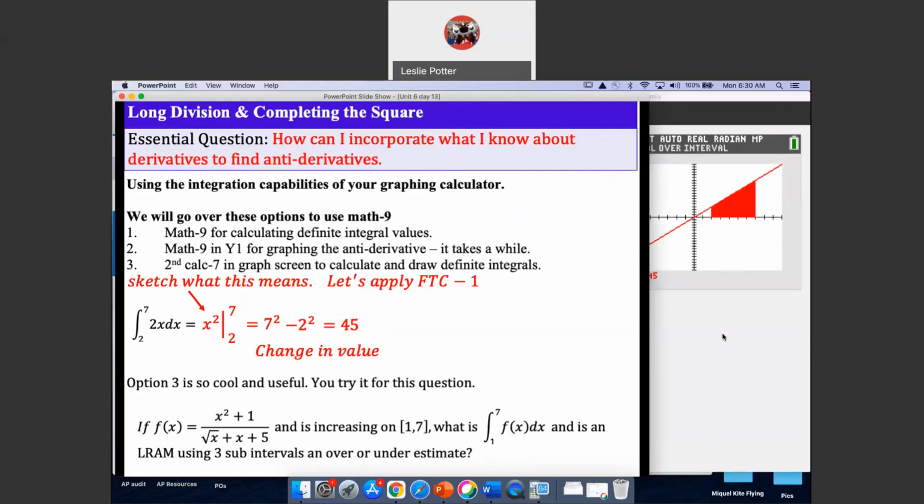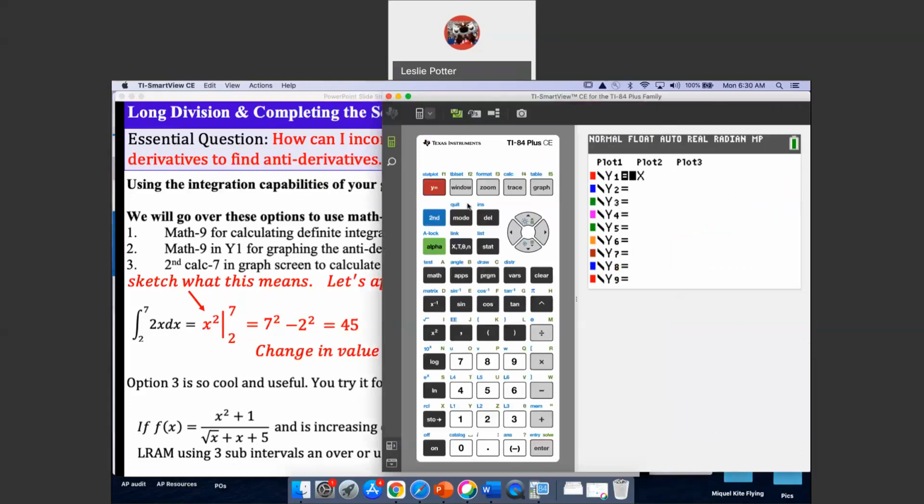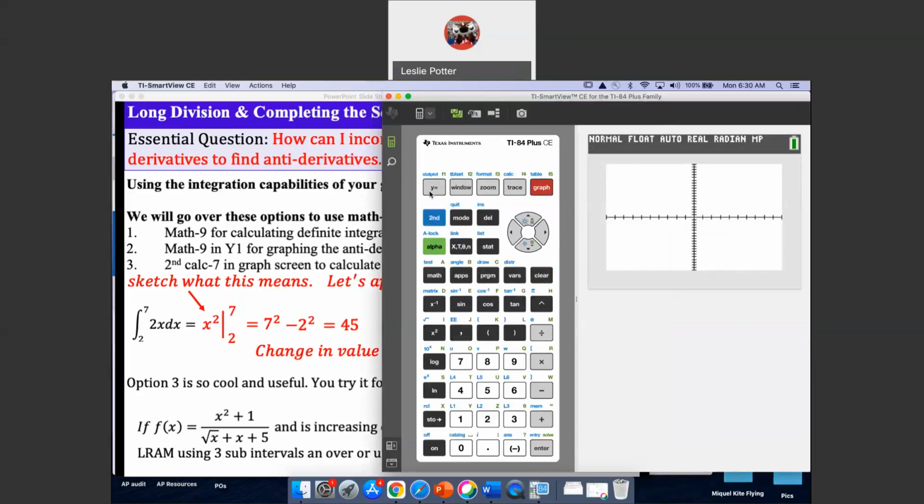Okay, and then it talks about an LRAM. We'll talk about that in a second. Okay, so I'm going to clear out this, which is going to clear out my graph.